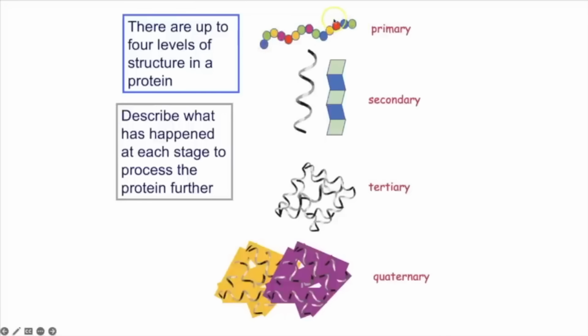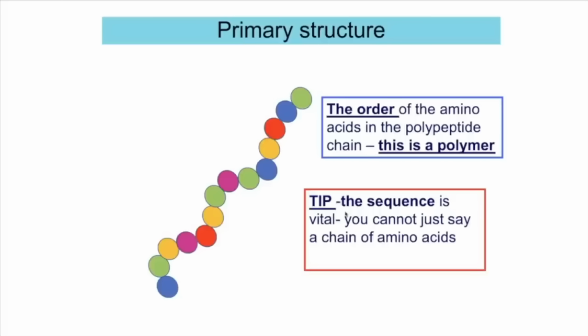And then we're going to look at how that gets folded, processed with different bonds holding the structures together at each of these levels of organization. So the primary structure is the order or the sequence of amino acids in a polypeptide chain. And you do have to emphasize sequence or order to get that mark.